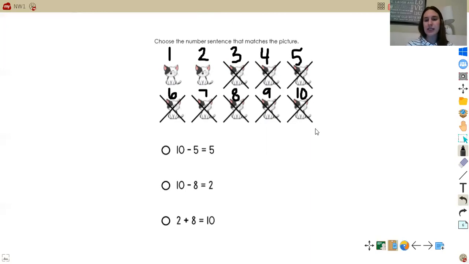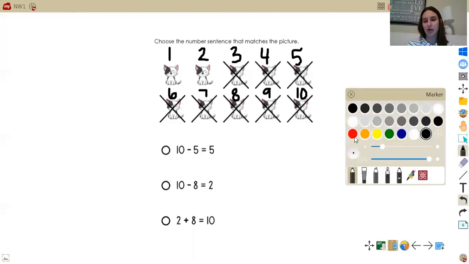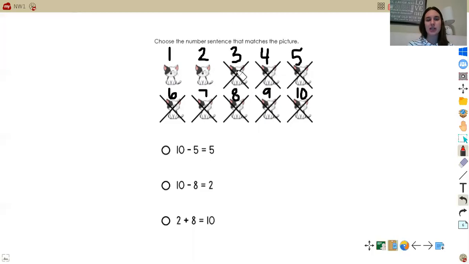And I also see that they X'd out some kittens, which means when you draw an X over something, you're taking it away. So you are using a subtraction problem. So to help me figure out if the problem is 10 minus 5 equals 5 or 10 minus 8 equals 2, I am going to go ahead and label the cats that are X'd out. So I'm going to use a red marker just so you guys can see. And I'm going to start here.